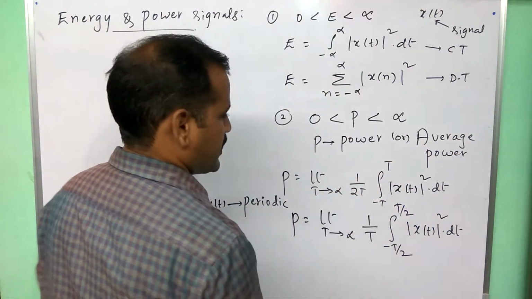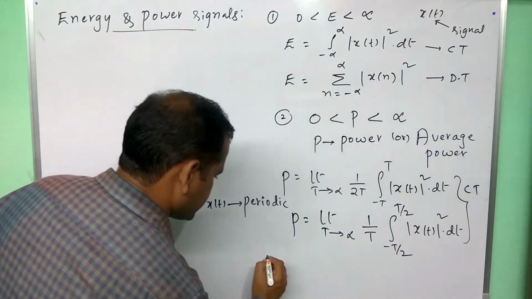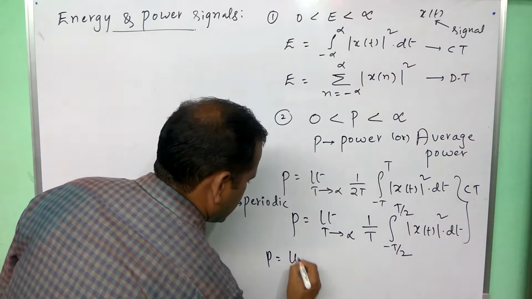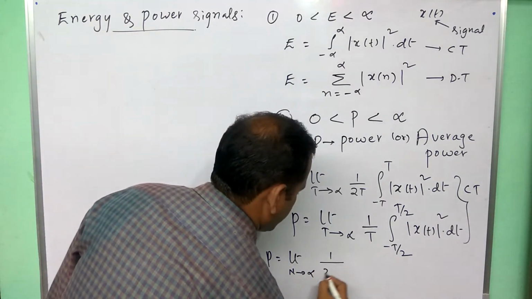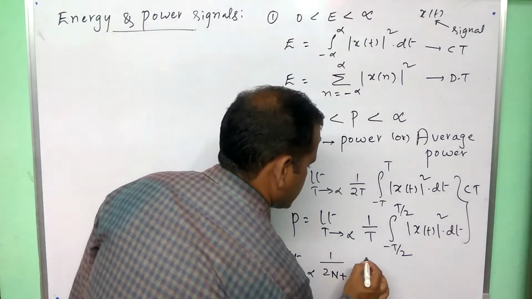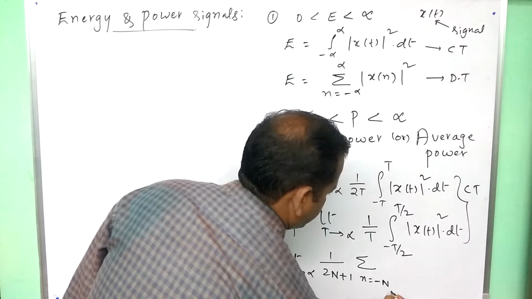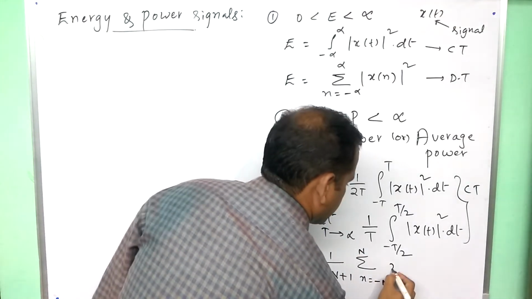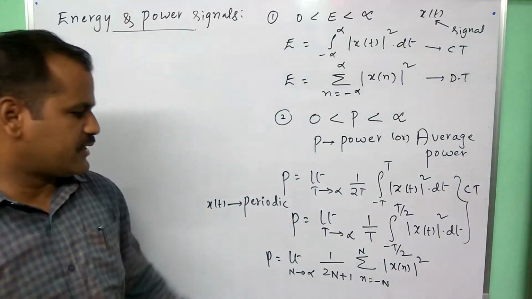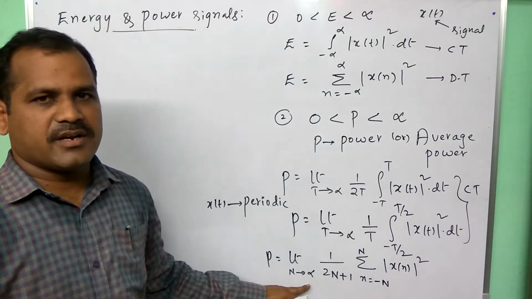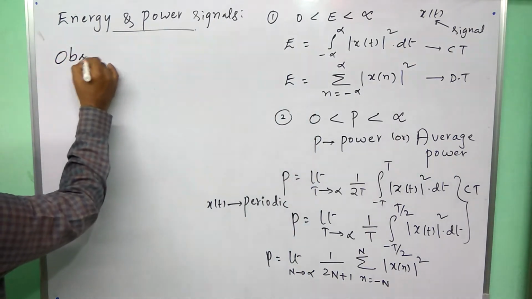Fine. That is for the continuous time version, whereas for the discrete version, the power formula is limit N tending to infinity of 1 by 2N plus 1, times a discrete summation over n from minus N to plus N of magnitude of x of n squared. So this is the discrete signal power calculation formula. Right. Now let us see some observation points about this.